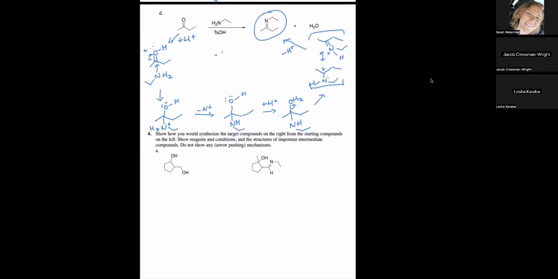And then, show how you would synthesize these target compounds. Oh, these are my favorite. So some stuff that we're doing here is we have to add a CH3, right? So we've added a CH3, and then we've turned this alcohol into an amine, right? Those are the two things that we've done.